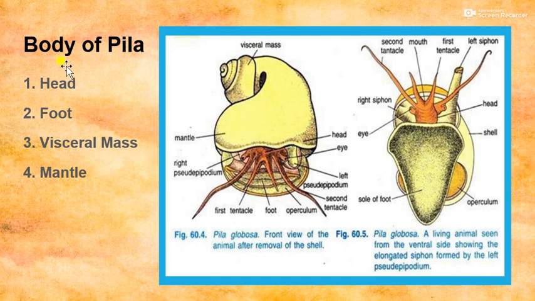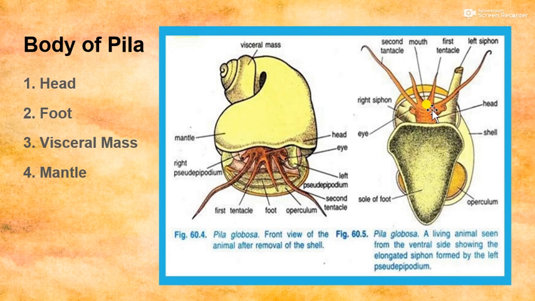So I will tell you about the head. Look at this head. This one is the head. There is a distinct head produced into a snout. The head bears two pairs of tentacles. Look at this. This is one pair, and this is another pair.